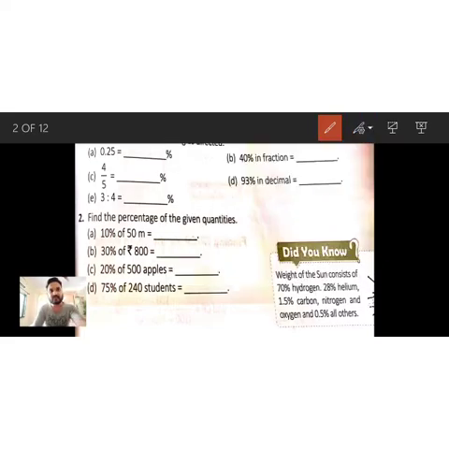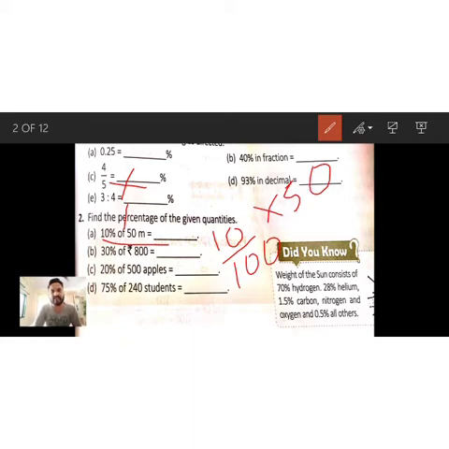Now in the second question, 10% of 50 meter. Of means multiply. Now how can we solve this? See here, 10 percentage means divide by 100, multiply by 50. When there is a percentage sign, we have to divide by 100, or when we have to find the percentage, we have to multiply by 100. It's two different things. When we have to find the percentage, we multiply by 100, or when the percentage sign is given, we divide by 100.